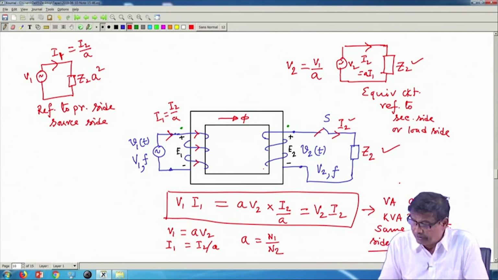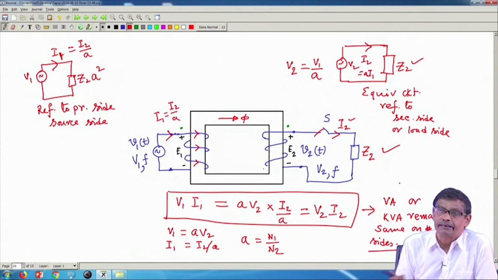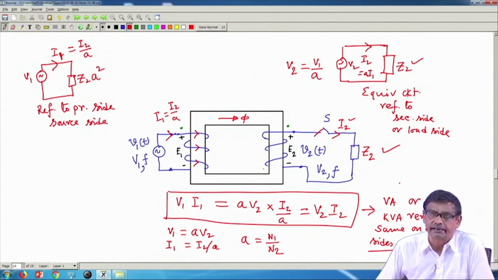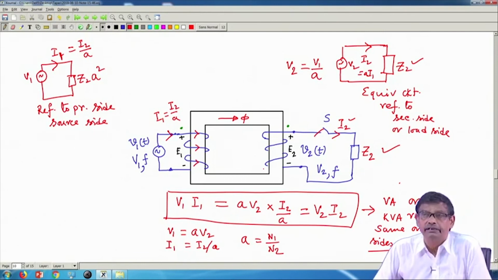And lastly, I told you that kVA remains the same on the primary and the secondary side. So, we will continue with this in the next class.